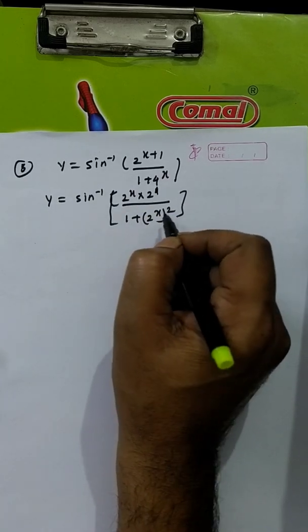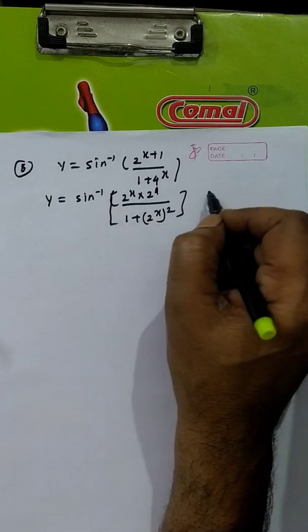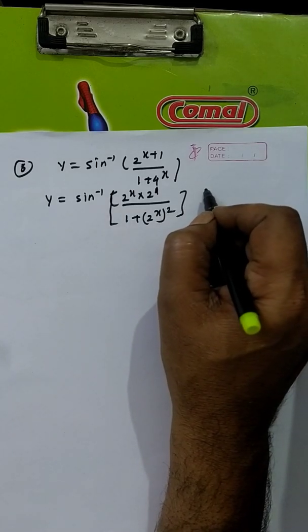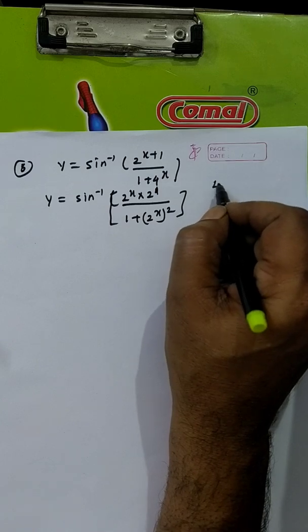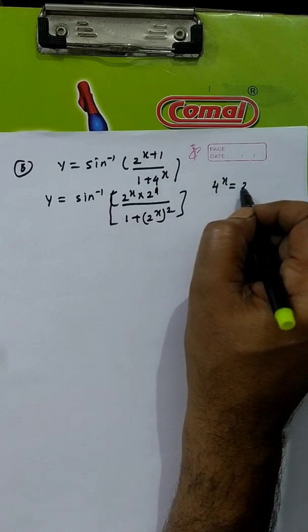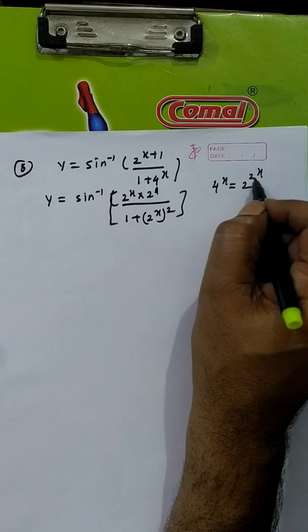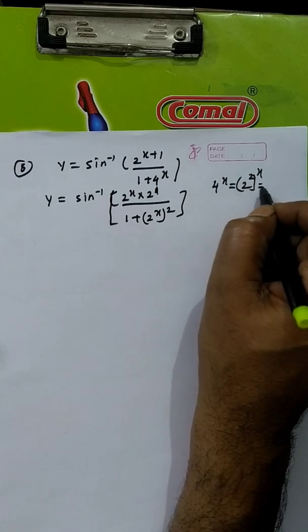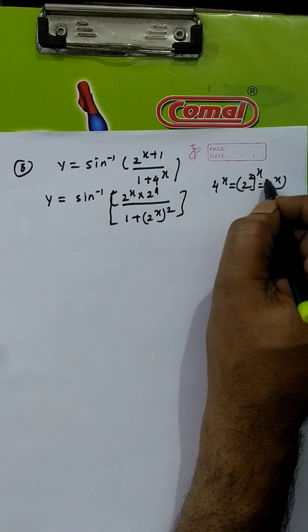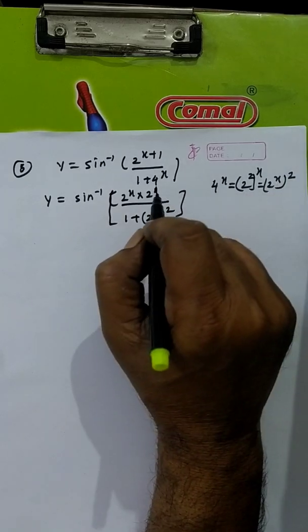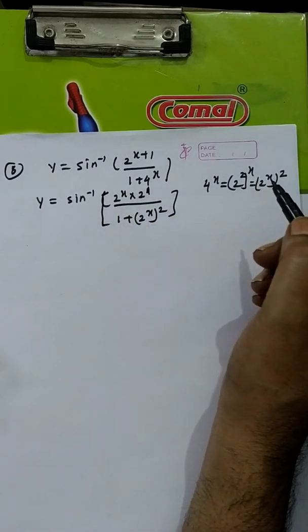Because 4 raised to x is 2 square raised to x, which is the same as 2 raised to x whole square.